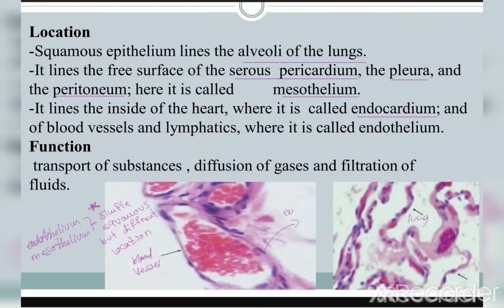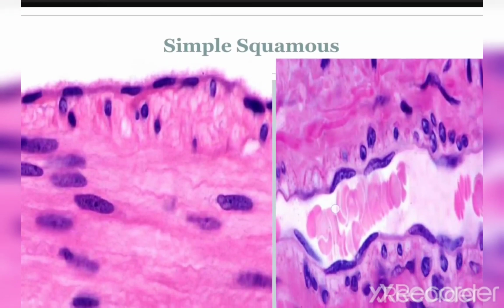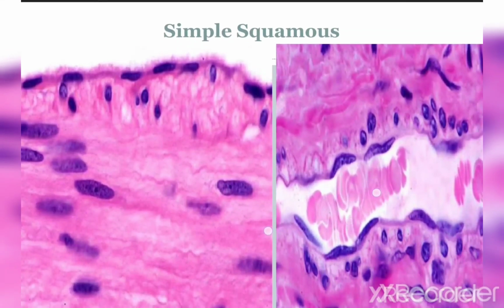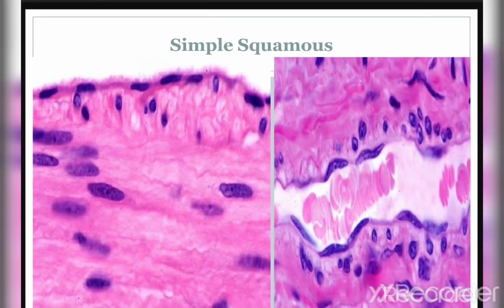Again, these slides are examples of the mesothelium and endothelium. Here is a capillary; you can see the blood RBCs. This is a cross section. And this is a longitudinal section of the capillary.